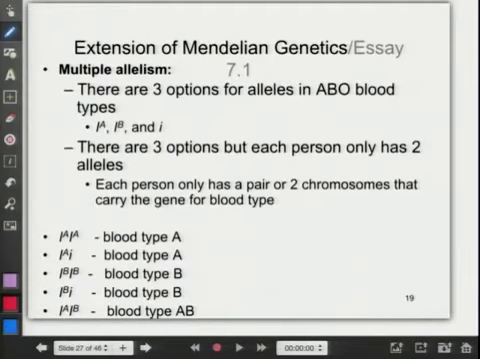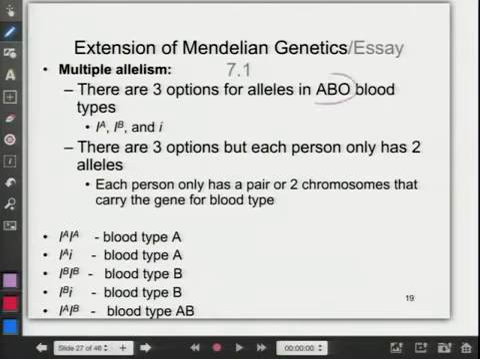Oh, that was so fast. All right, we're going to talk about the ABO blood groups. You can be A, B, or O. We only had two alleles, so we can't have that many phenotypes. The math doesn't work out. As it turns out, there are three alleles for the blood type: big I superscript A, big I superscript B, and little i.